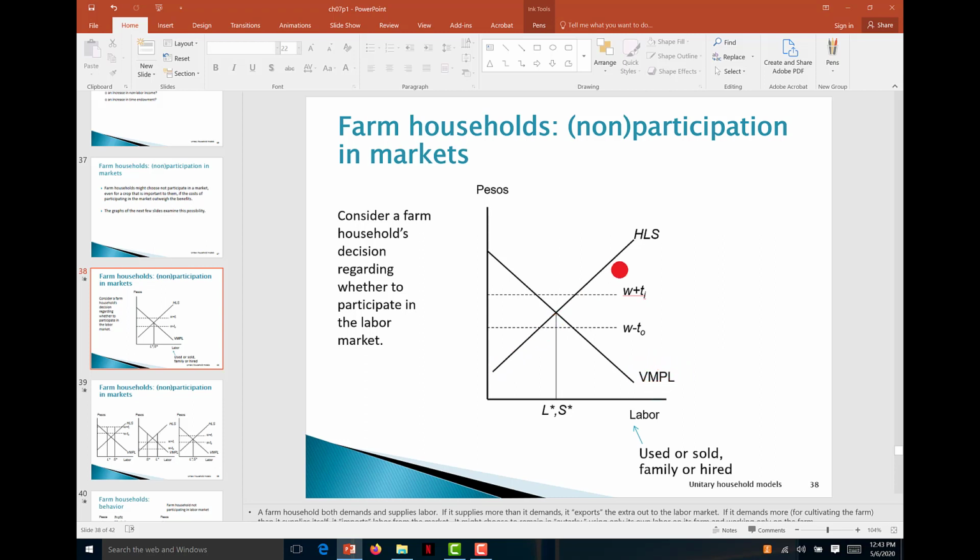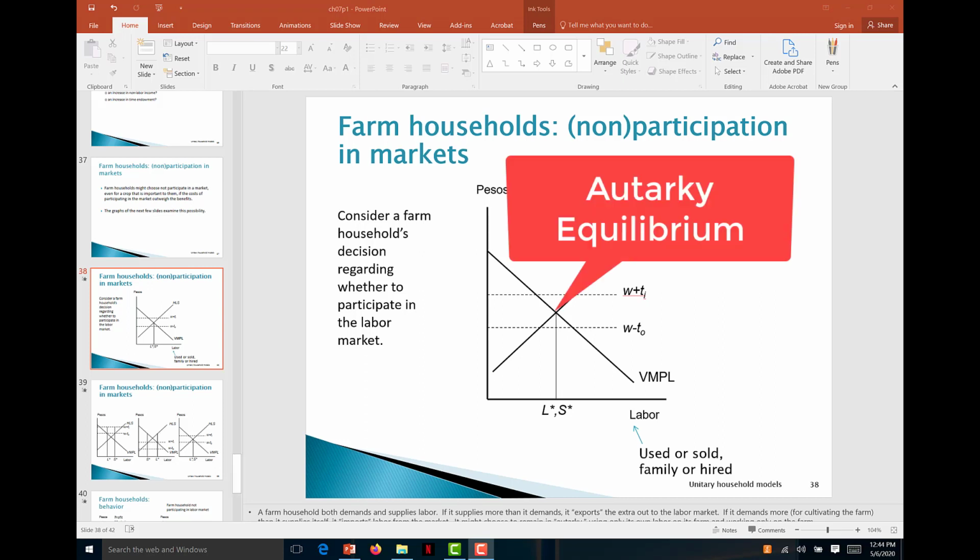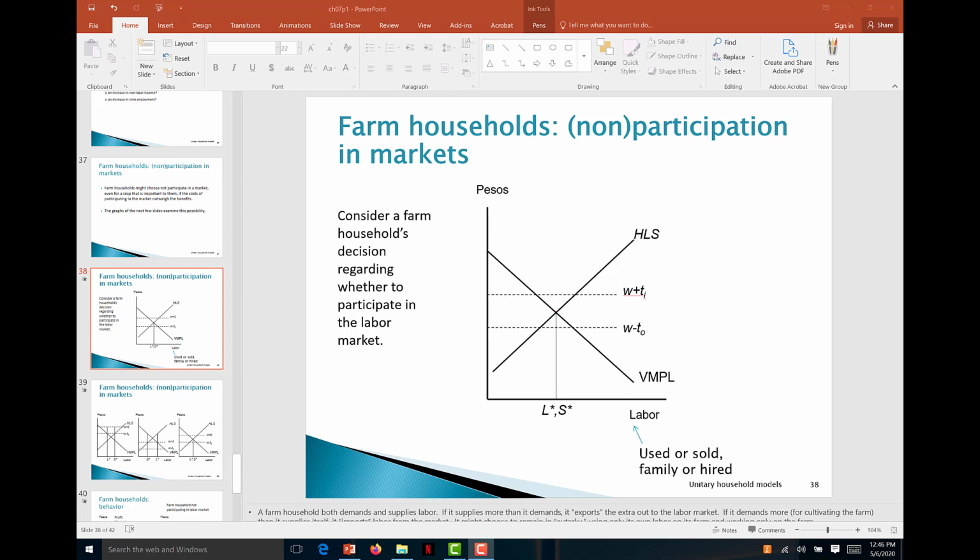The other curve that we see here is the HLS, and HLS stands for household labor supply. That is the amount of money that a household needs to receive in order to sacrifice an additional day of their free time or home time. The intersection between the two curves shows us the equilibrium under autarky. Now there are two lines that we see. W is assumed to be the wage, so the price of labor.